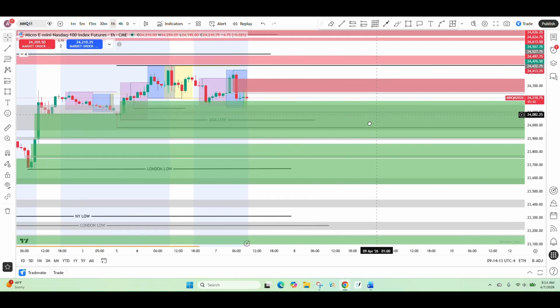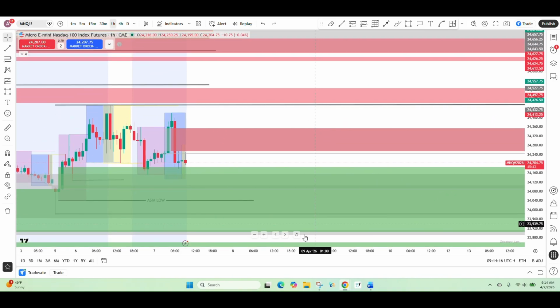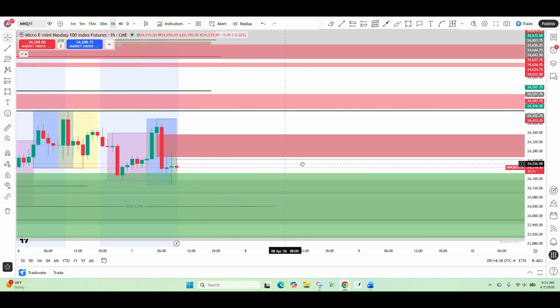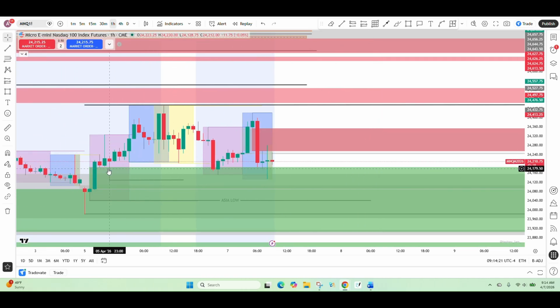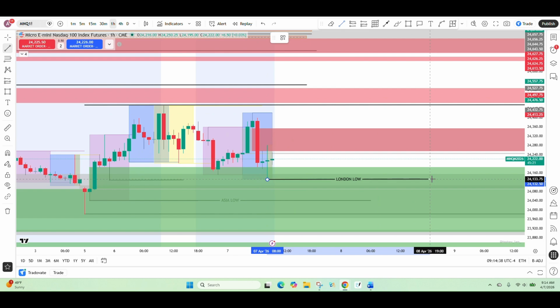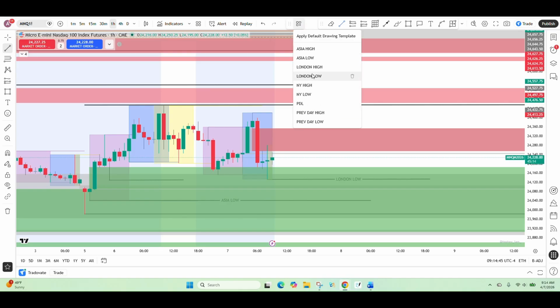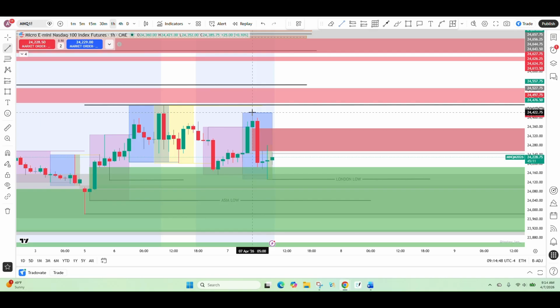Here I'm going to mark out my previous session highs and lows. They're color coded: yellow is New York, blue is London, and purple is the Asia session. Right now you see the yellow is barely starting because the market is about to open. London right now is right here. So I'm going to mark London low right here, and London high right here.